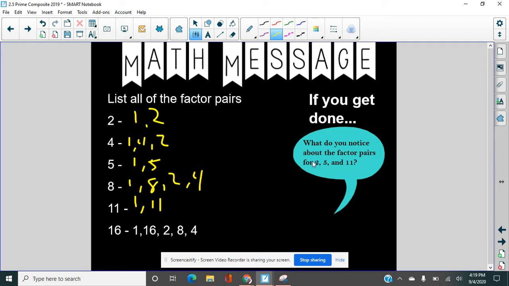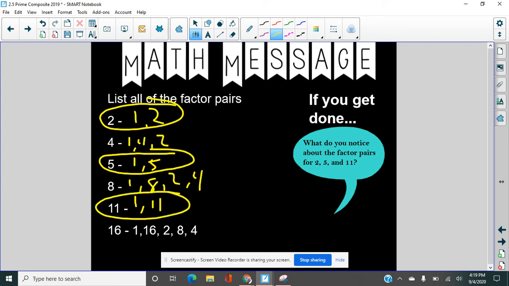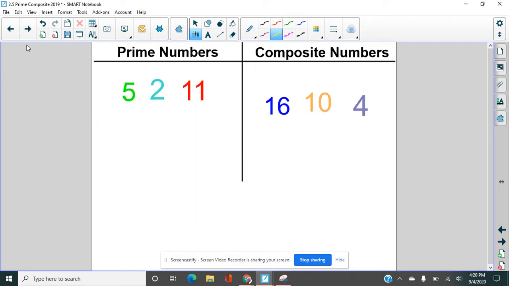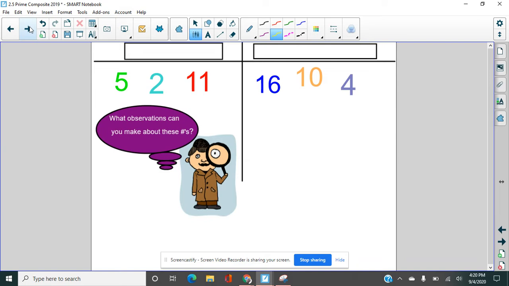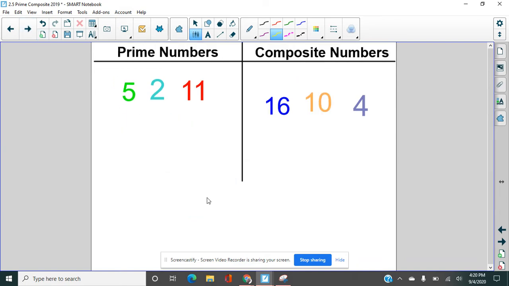All right, so what do you notice? What I want you to do is to pay attention to this one, and this one, and this one. What do all of those three have in common? They only have two factors, right? They only have two factors. And so we're going to put these numbers in categories, right? The 2 and the 5 and the 11. Remember, those were the ones that I circled. They only have two factors, and they are called prime numbers.